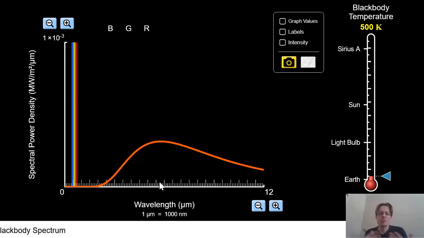Warm things like our bodies and the surface of the Earth radiate radiation too. It's just you don't see that. It's in the heat part of the spectrum, what we call heat. It's in the infrared part of the spectrum.